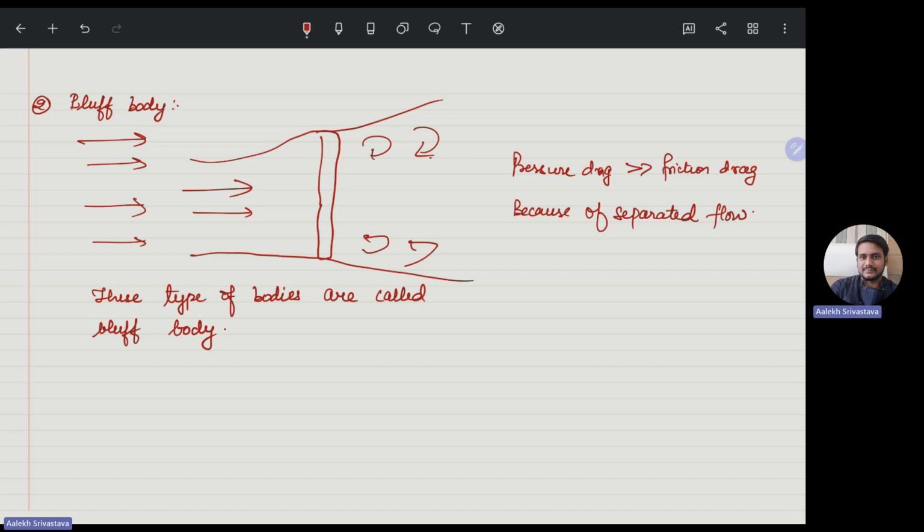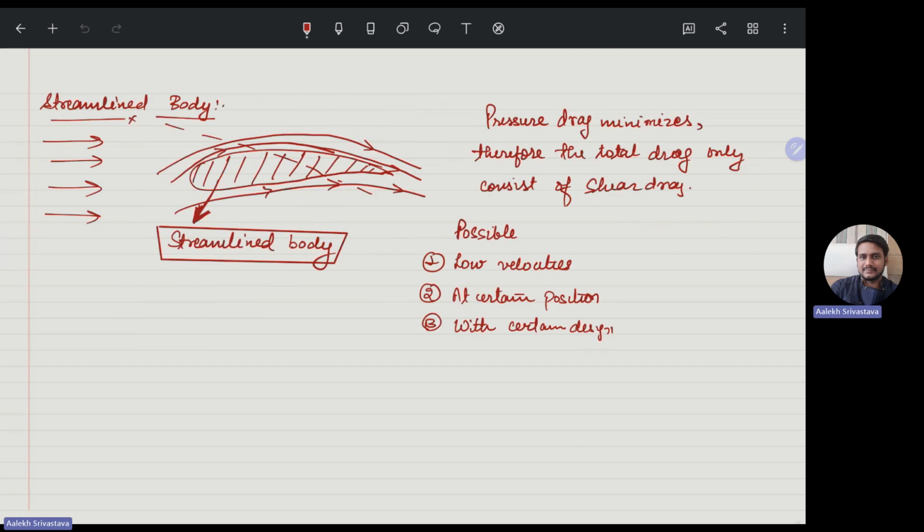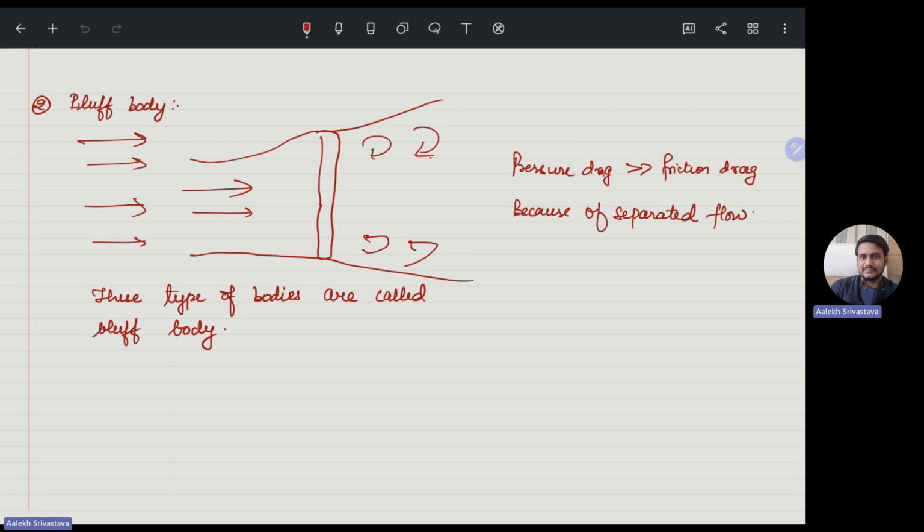Now you have a streamlined body over which the pressure drag is very small compared to the shear drag, and in a bluff body your pressure drag is very large compared to the friction drag. So you can say that here the pressure drag is very small compared to friction drag or shear drag. Now this is the meaning of a bluff body and a streamlined body.